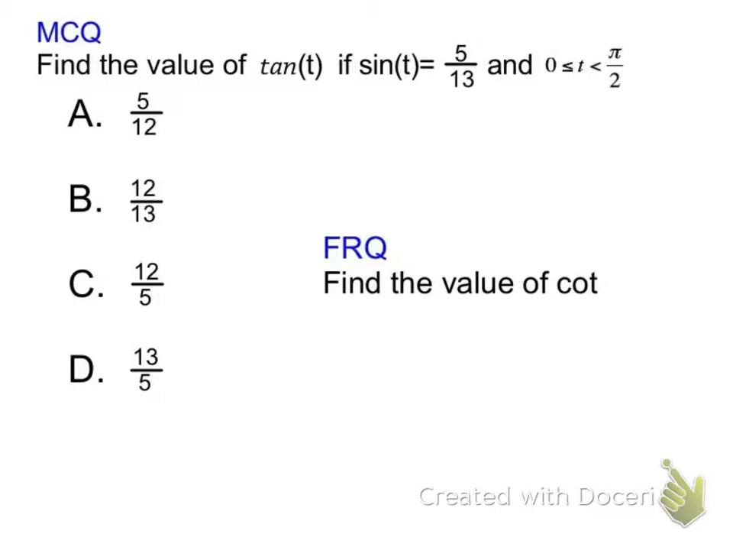For the cotangent, you're finding the cotangent of negative 11 pi over 4. So bring those questions into class and we'll go over them.